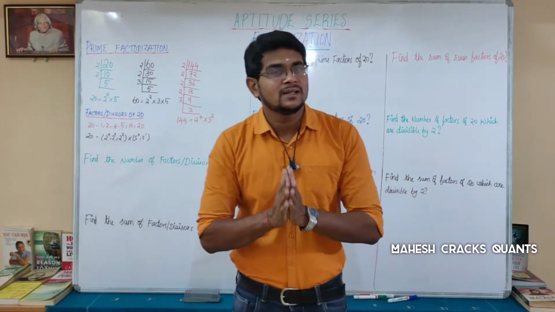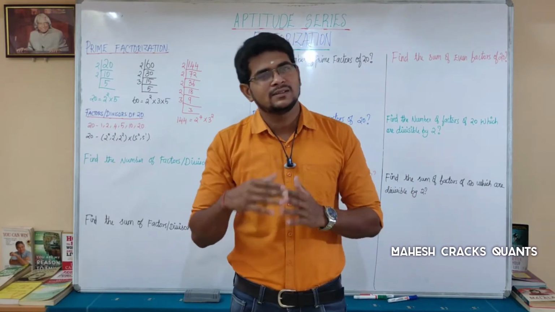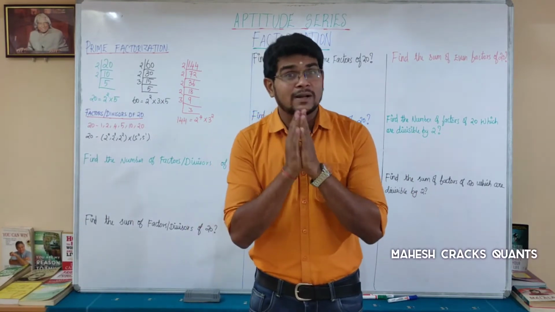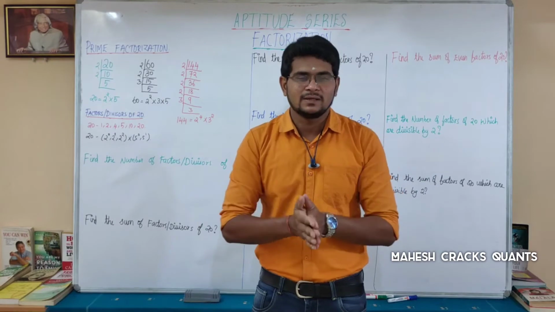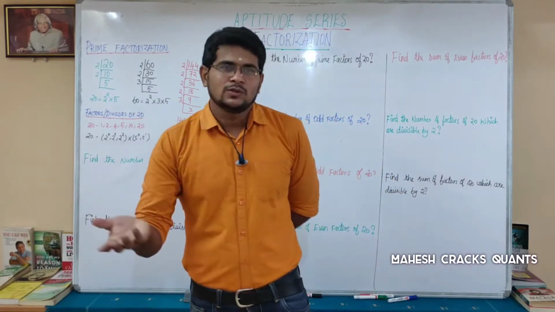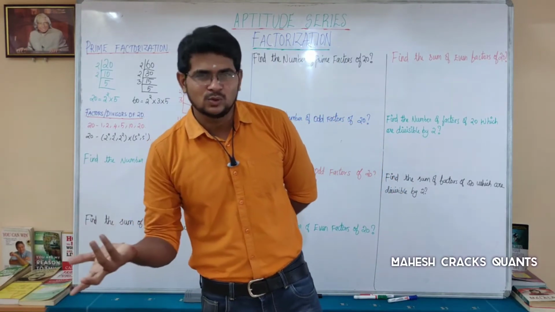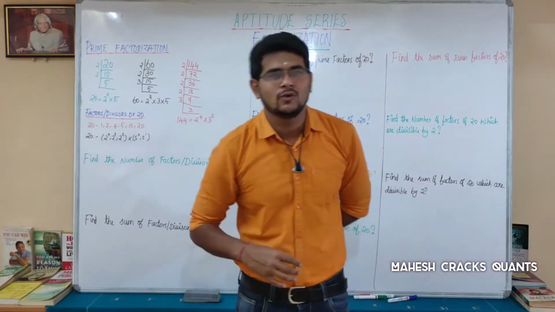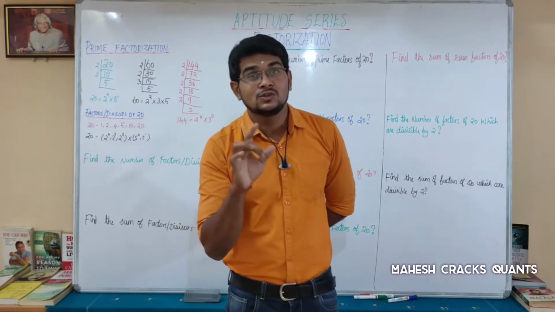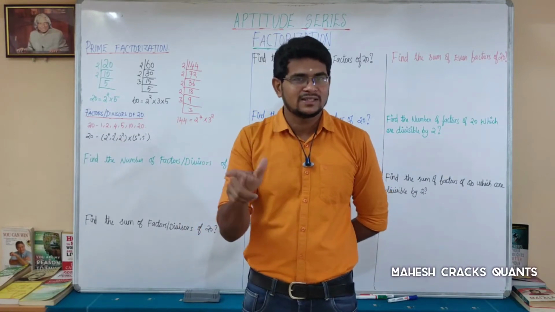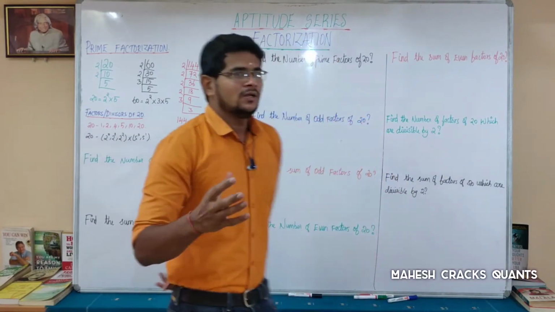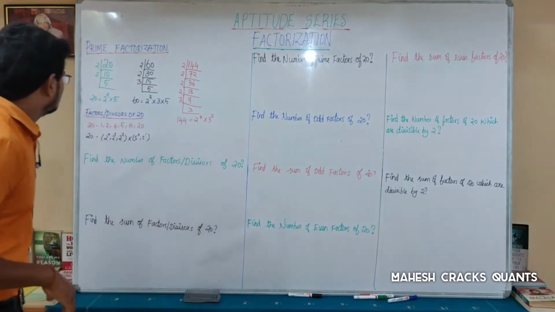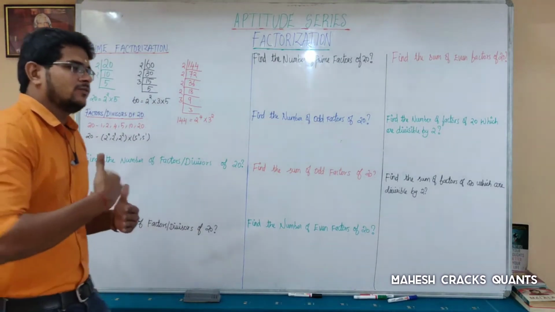If a number is there, you have to write that number as a product of prime numbers. For example, how will you write 2? You write 2 as 2, because 2 itself is a prime number. How will you write 4? 4 can be written as 2 into 2. So the prime factorization is 2 into 2. Now, why are we going for factorization? We'll see here.